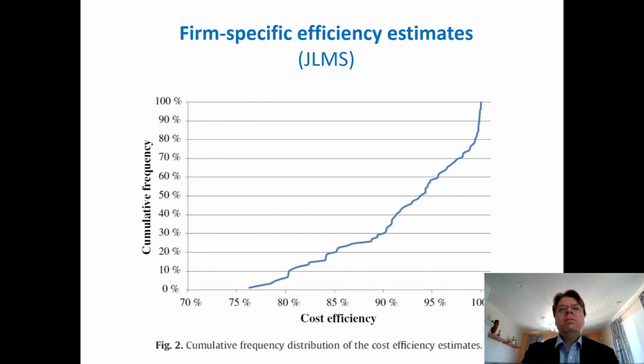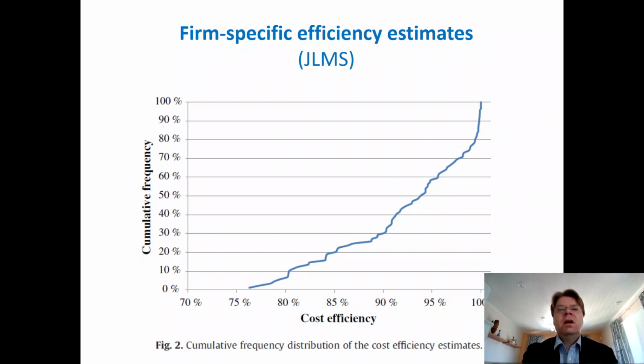We can also apply this Jondrow, Lovell, Materov and Schmidt formulation to estimate firm-specific efficiency, although this was not something that we did in the application to the energy distribution networks, and I think I will explain that later why that is the case. But if we want to do it, we can do it.